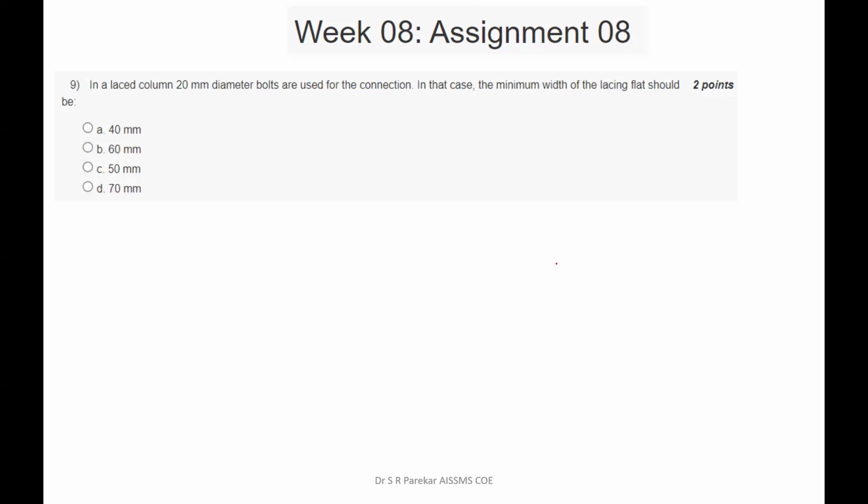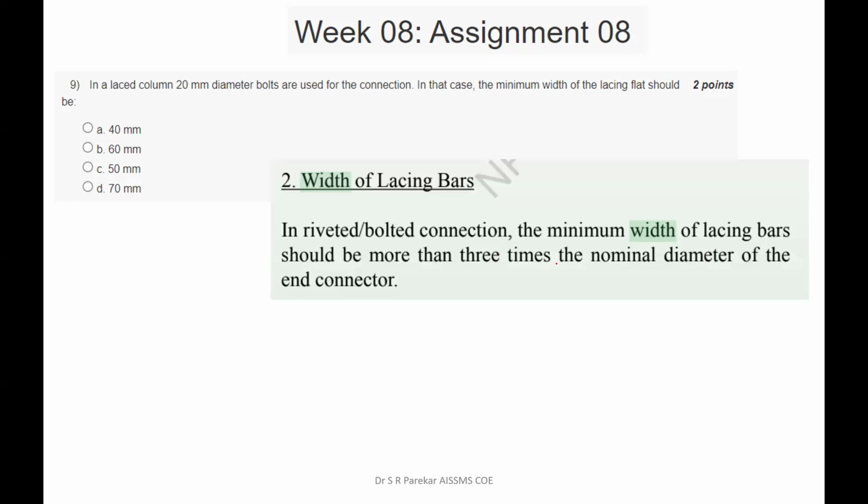So we have a question: in a lattice column, 20 mm diameter bolts are used for the connection. In this case, the minimum width of lacing flat should be. Now, the width of lacing bars is given as not less than 3 times the nominal diameter of the bolt. So in a riveted or bolted connection, the minimum width of lacing bar should be more than 3 times the nominal diameter of the bolt.